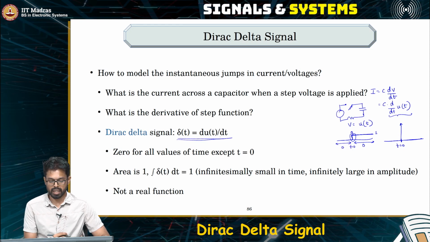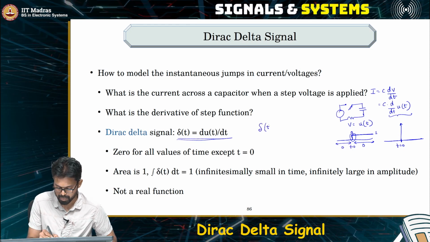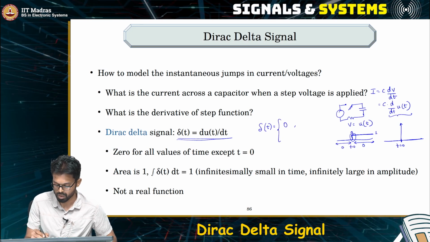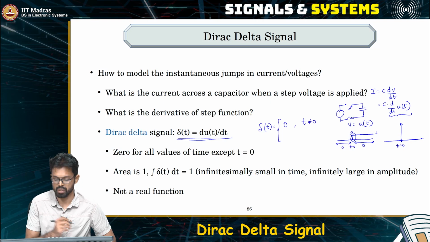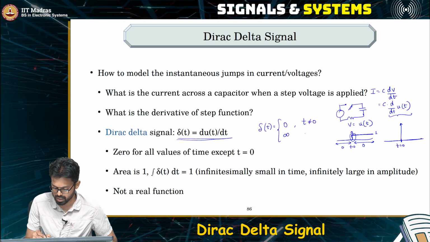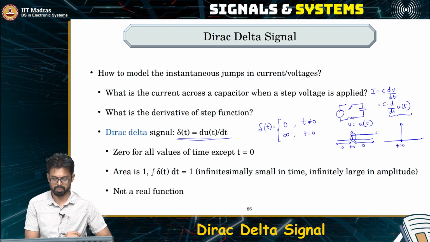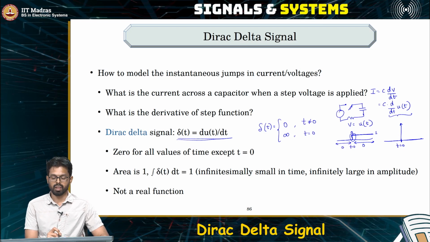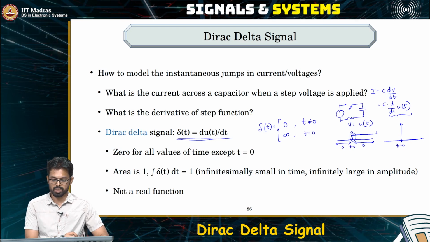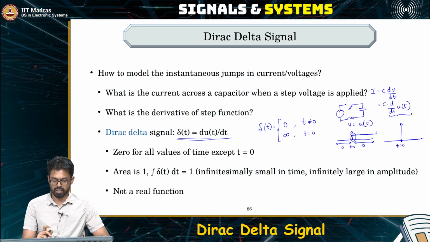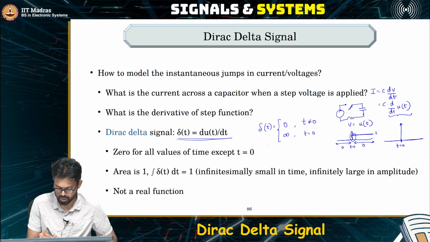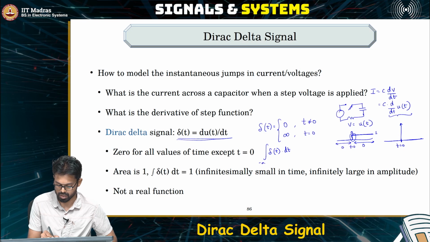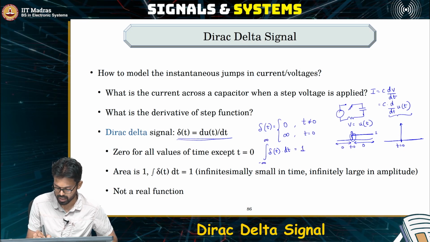And how does this look? The Dirac delta function is equal to 0 for t not equal to 0, but at t equal to 0, we'll say that it is almost infinity. This is how we define the Dirac delta function, but there is more to this function. It is not just a function which simply attains infinity. The interesting part is that when you take the integral of the Dirac delta function, it is equal to 1.